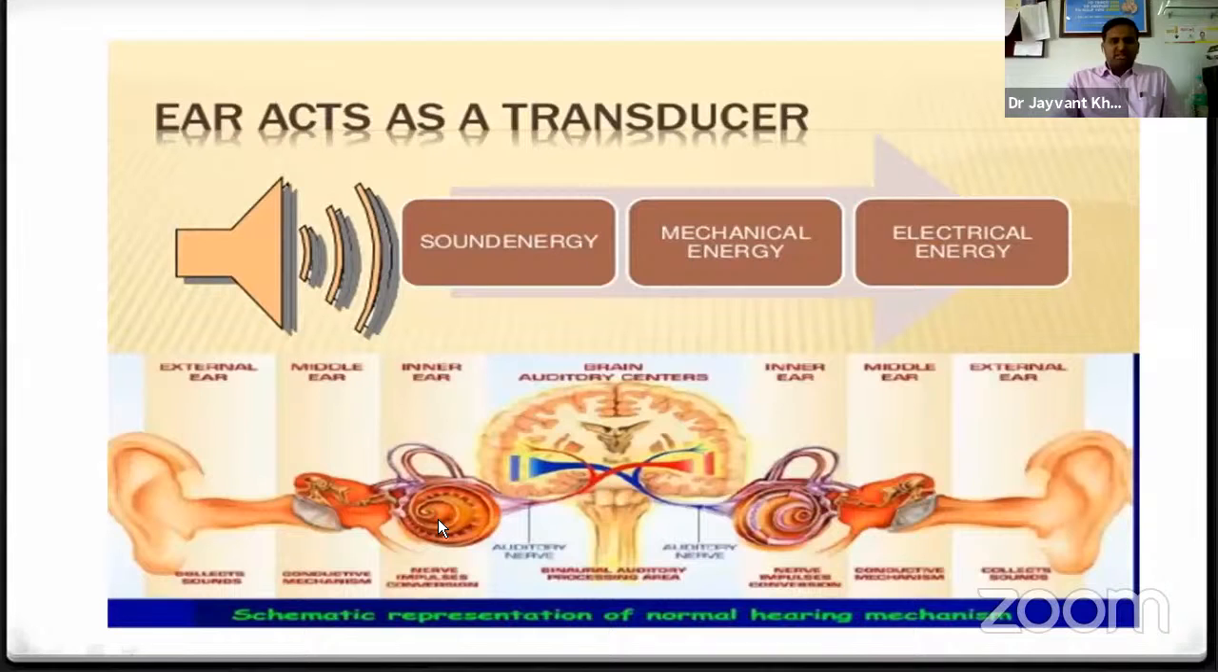You can see in this picture from the external environment, sound waves collected by the pinna travel through the EAC, strike the tympanic membrane, and then move towards the auditory cortex in the temporal lobe. Sound energy is first mechanical energy, then converts into electrical energy. Okay.